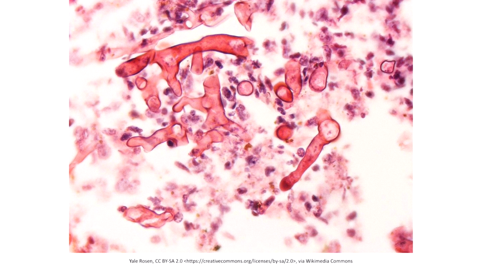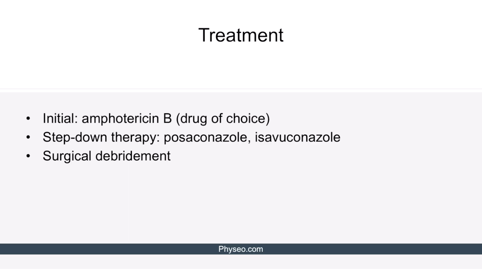Here's an image showing irregular non-septate hyphae branching at right angles. These are the characteristic features of mucormycosis. The treatment is usually a combination of medical and surgical treatment.